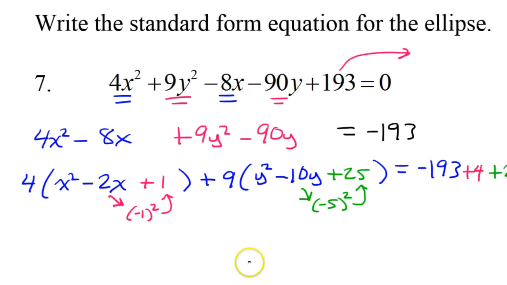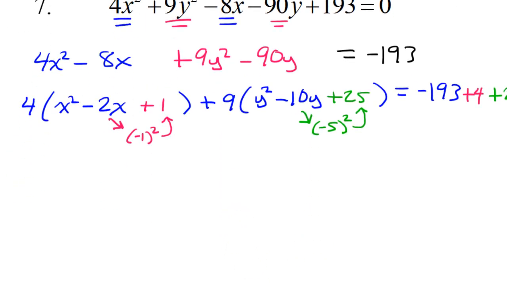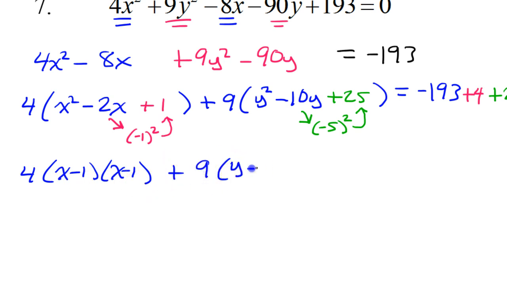Okay, so now I can go ahead and factor. So here I will have 4 times, and this is going to factor as x minus 1 times x minus 1. The whole point of completing the square is making it so that it will factor as the same thing twice. So this is going to factor as y minus 5 times y minus 5. If the middle term is negative, when you factor, it's going to be negative.